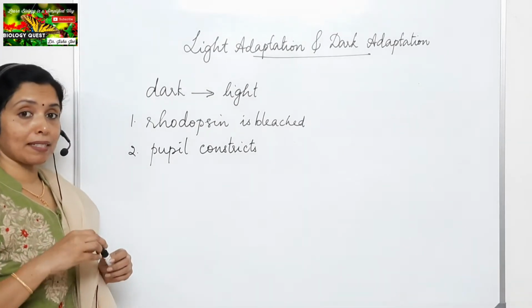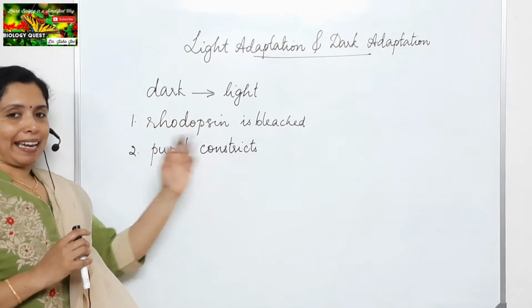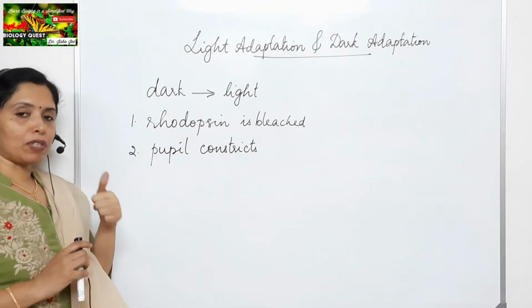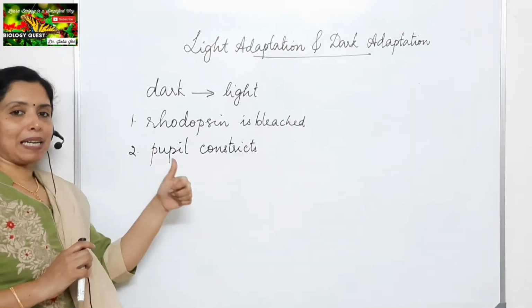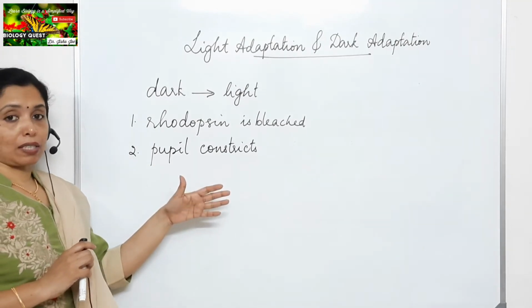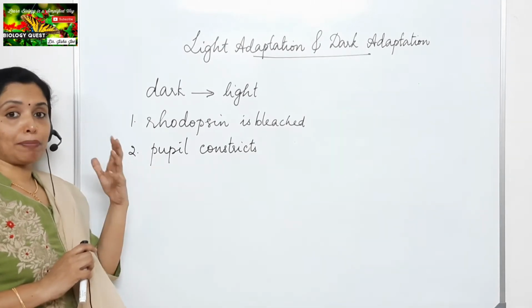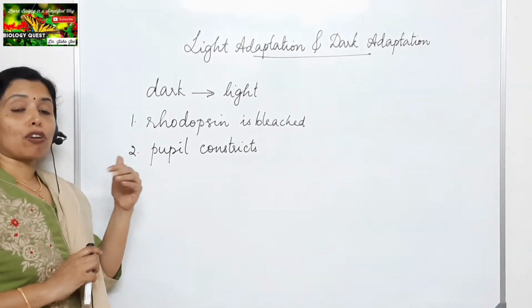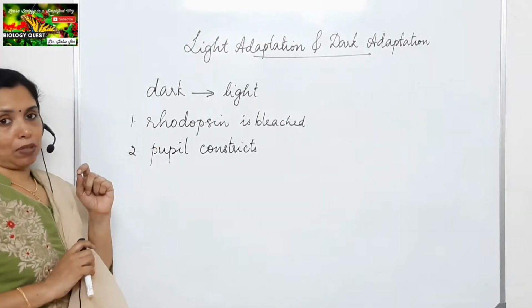When does it take place? When we move from a dark room to a brightly lighted area. What happens? The first thing is that rhodopsin gets bleached. And the second thing is that the pupil constricts to prevent the entry of too much light into our eyes. So that is light adaptation.